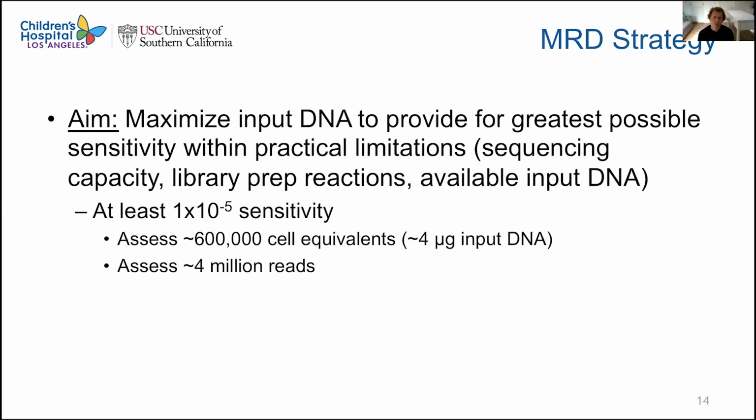So for MRD, we wanted to maximize the input DNA that we could put in for the greatest possible sensitivity, but recognize our practical limitations. So cost, sequencing capacity, number of library prep reactions, and the available input DNA. And in doing this, we sought to achieve at least 1 in 10 to the minus 5th sensitivity. And to do that, we assess approximately 600,000 cell equivalents. That's 4 micrograms of input DNA. And we attempt to sequence at least 4 million reads from that.